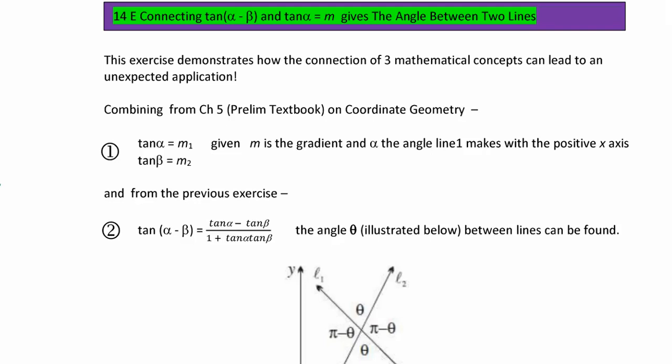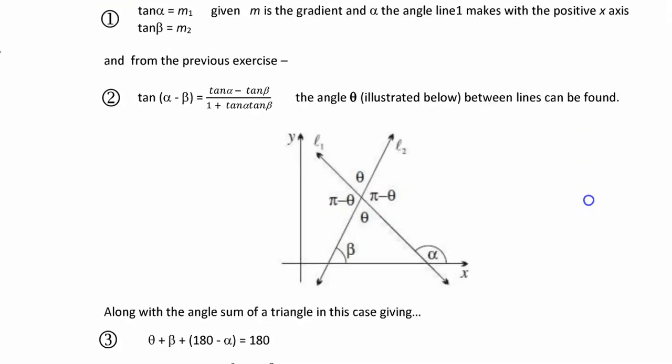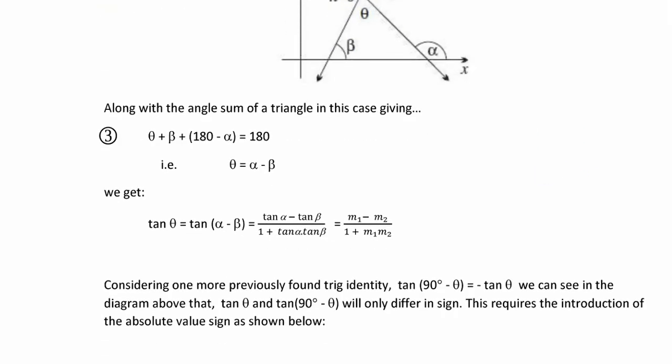In exercise 14E, we're going to see a formula for finding an angle between two lines. I could just give you the formula and say this is the formula. It's not on the formula sheet. You can almost get it from something else that's on the formula sheet and leave it at that. And you can see the actual formula.